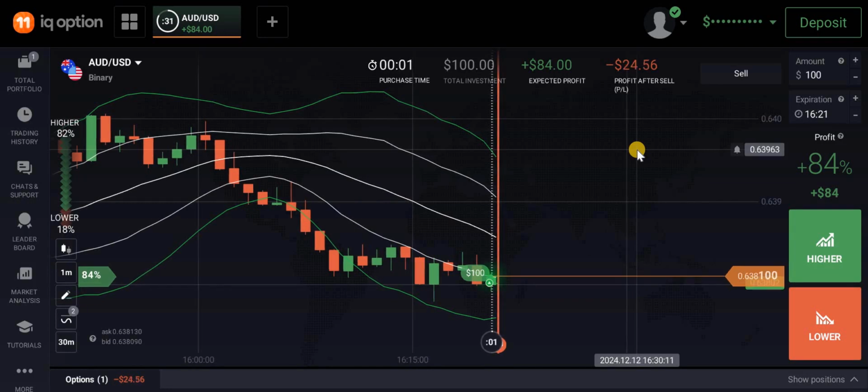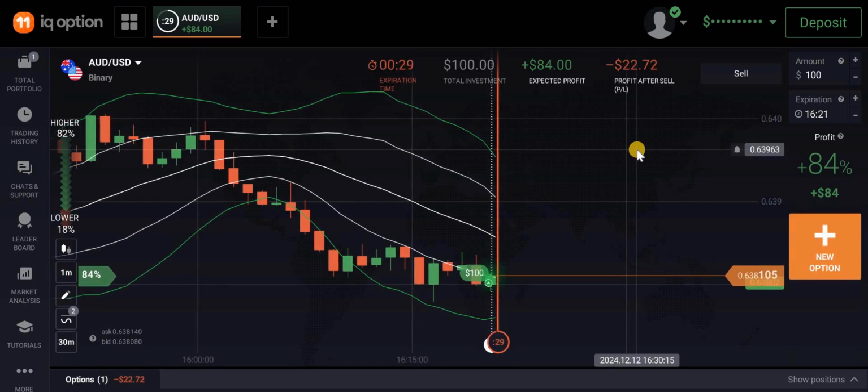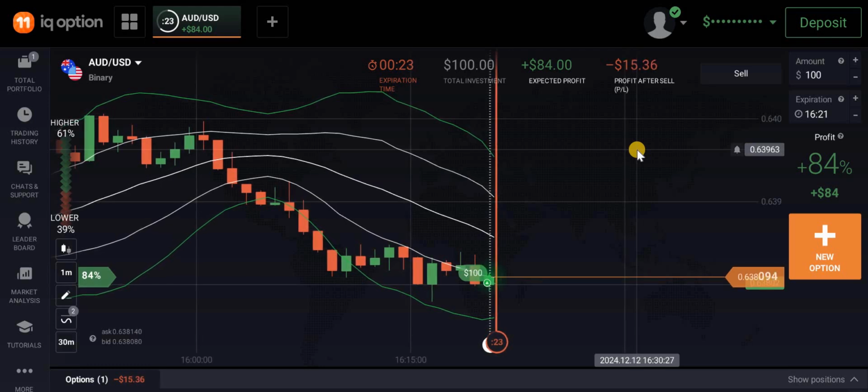I did a call trade here. It is very obvious why I did this call trade. For those of you who have been following me, even without drawing the support and resistance lines, you can see that we were coming from a downtrend.